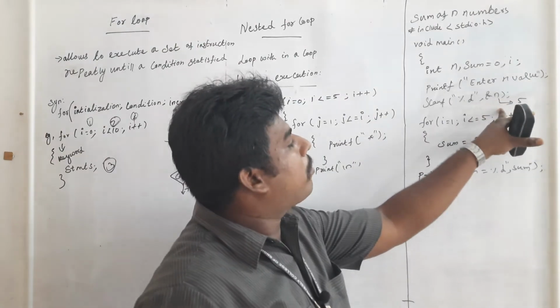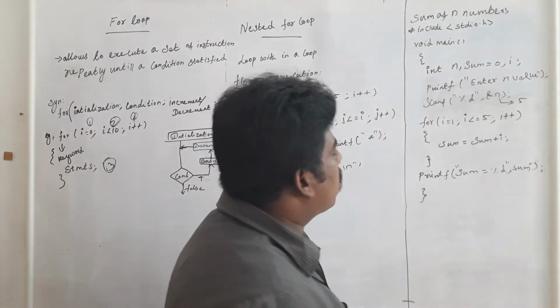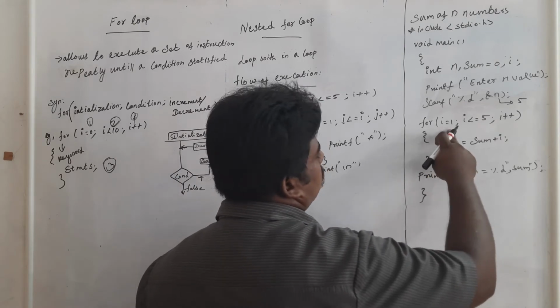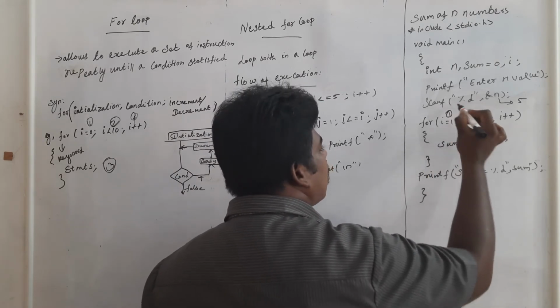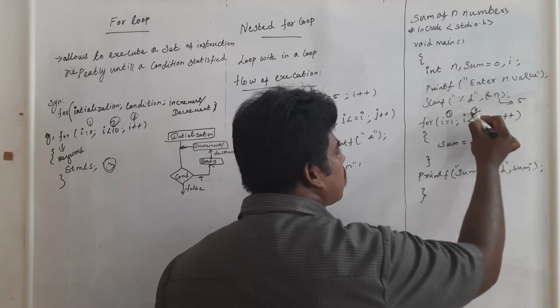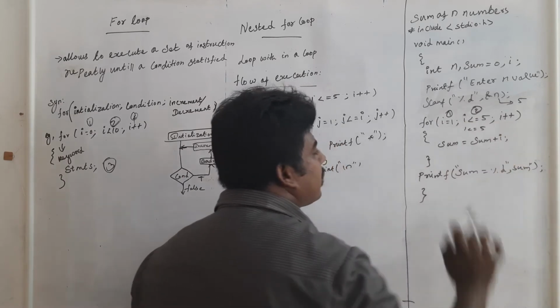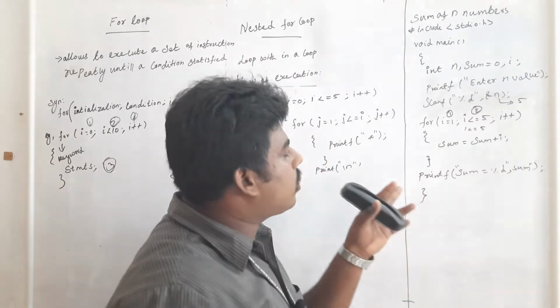For example, my n value is 5. So here, my starting position of i is 1. This is the first step, initialization. This is the second step, condition: i less than or equal to 5. That is, 1 less than or equal to 5. Is the condition true or false? The condition is true.